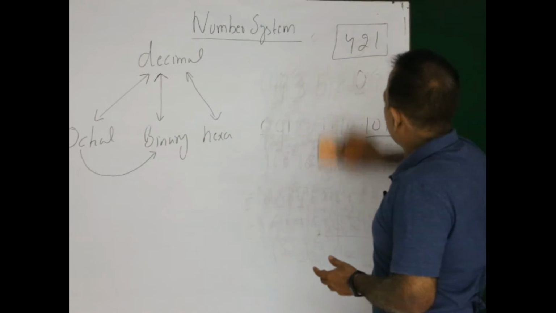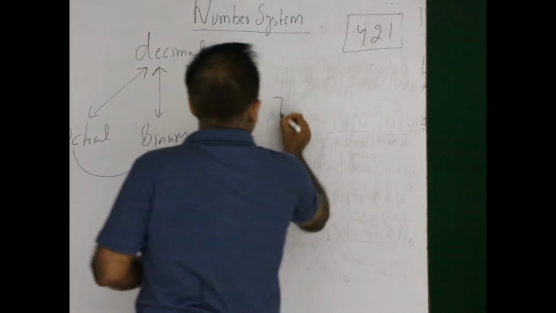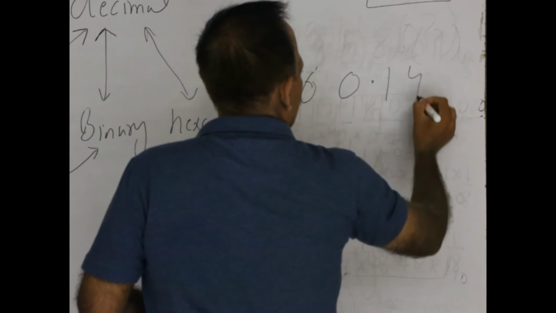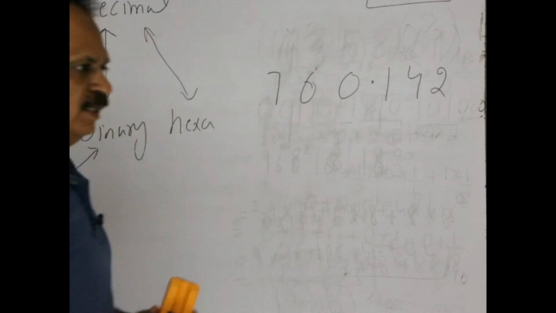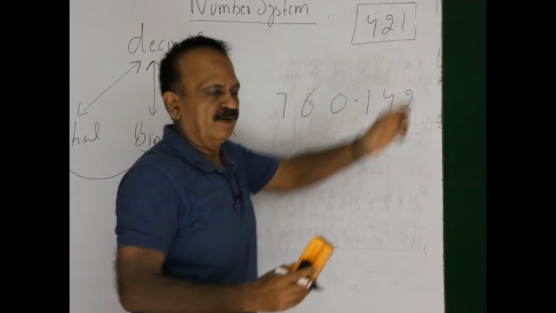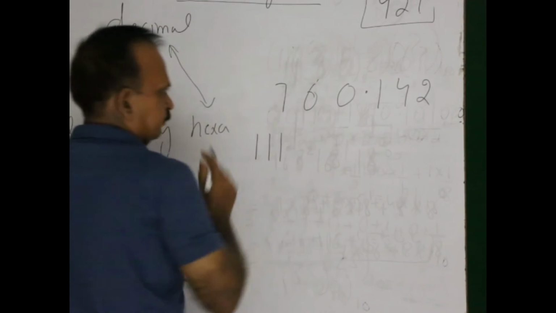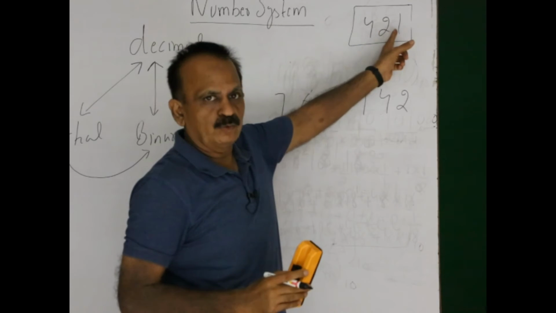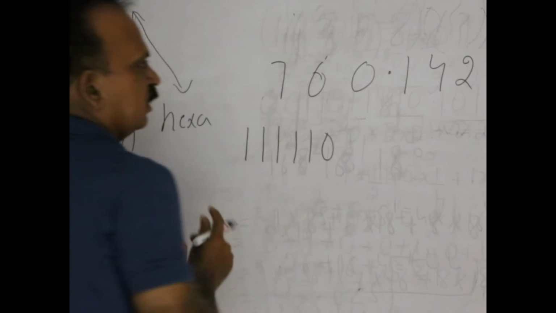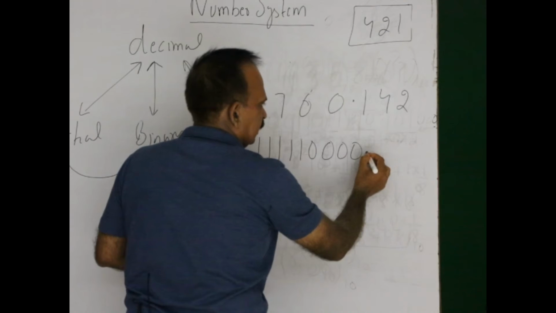Let's take some other example, and this time my example is 760.142. 7: the 3-bit combination, 4 plus 2 is 6, plus 1 is 7. I am using all 3 digits. It is 1, 1, 1. The next one is 6. 4 plus 2 is 6. I am using 2 digits. It is 1, 1, 0. I don't need any digit for 0, that is why it is 0, 0, 0.